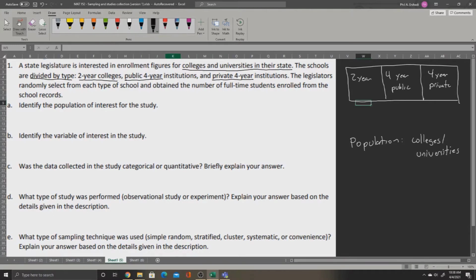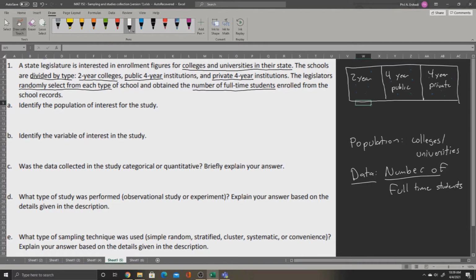In line 3, we are also told that we are randomly selecting from all three types of schools. To show this, we'll show a random selection from all three types. The blue dots will represent items that are sampled from each type. We are also told that the thing we're studying is the number of full-time students. Let's make a note of that. With this in mind, let's answer the following questions.